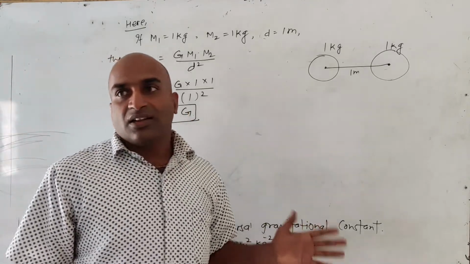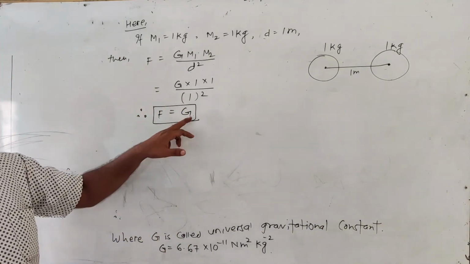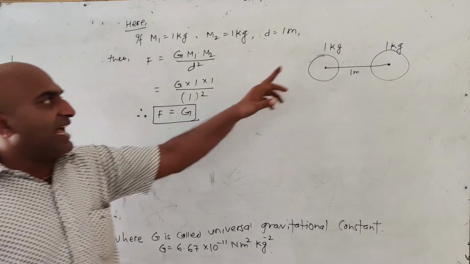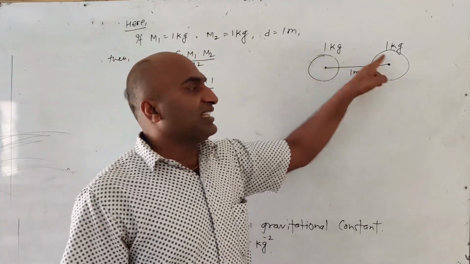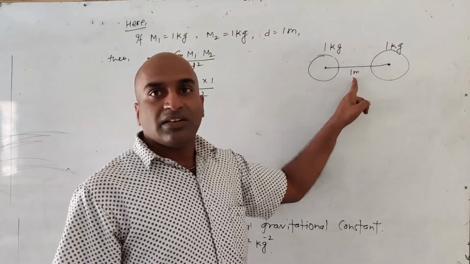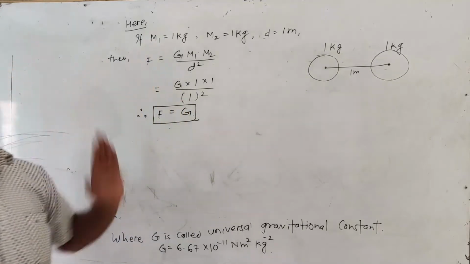So if you are asked to define the universal gravitational constant, how will you define it? The universal gravitational constant is defined as the gravitational force between two bodies of unit masses separated by a unit distance between their centers. In this way, you can define capital G.